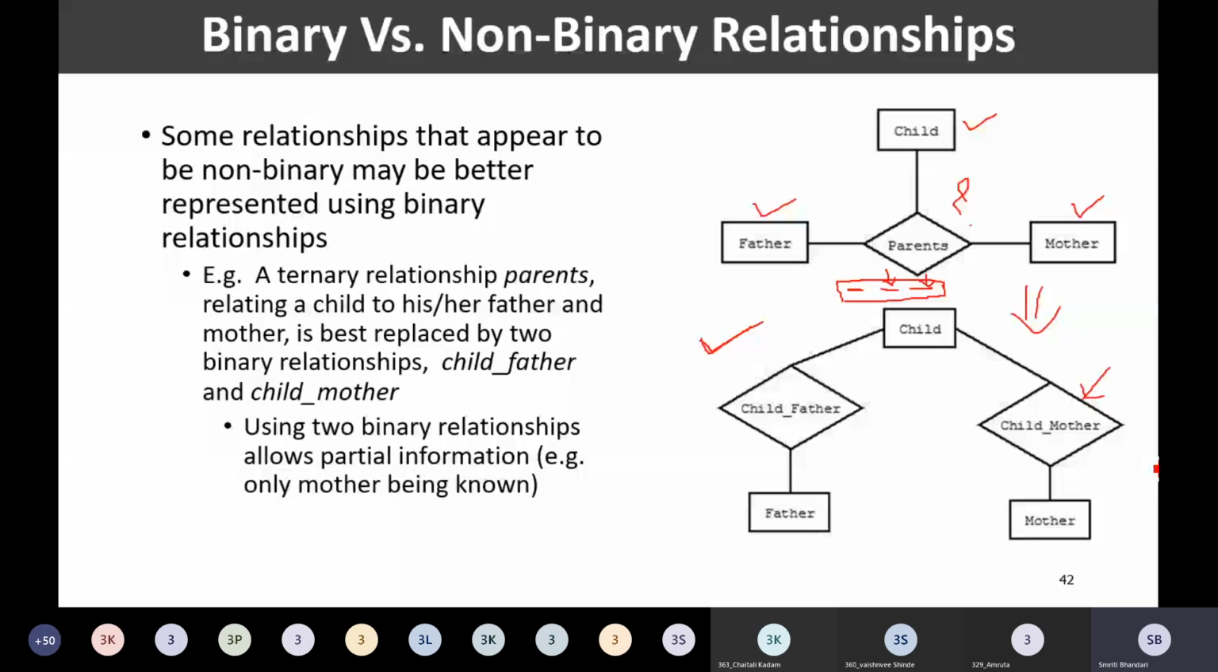Right? But if I go with this scenario, then irrespective of whether I know the father or the mother of the child, even though I am knowing only one, father or mother, I need to input that data, right? But if I am inputting that data, I'll be having some missing values. Is that correct? Are you getting my point?